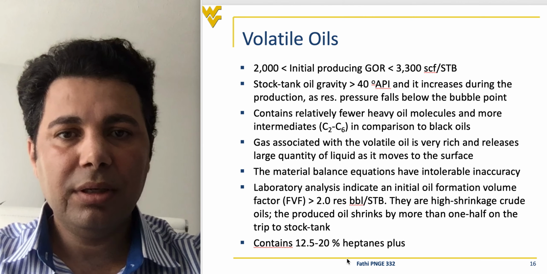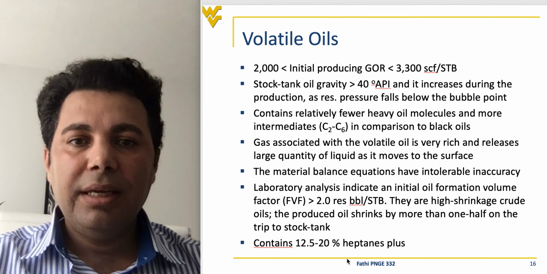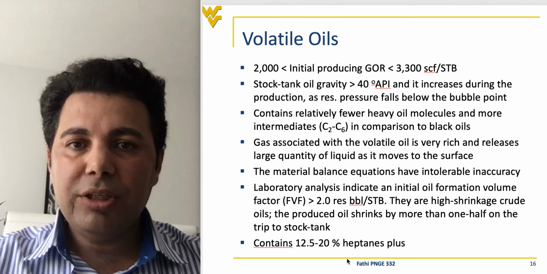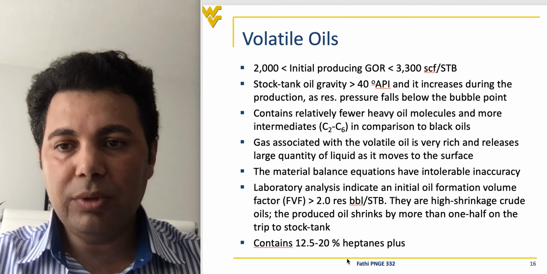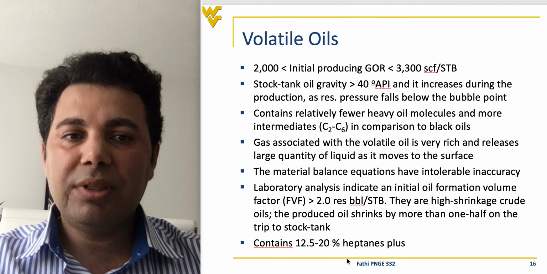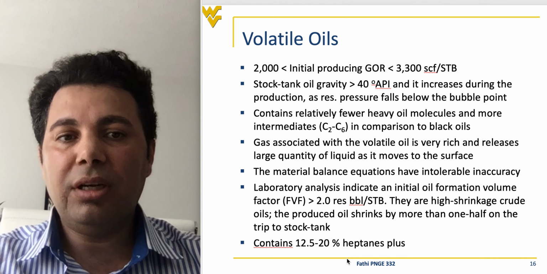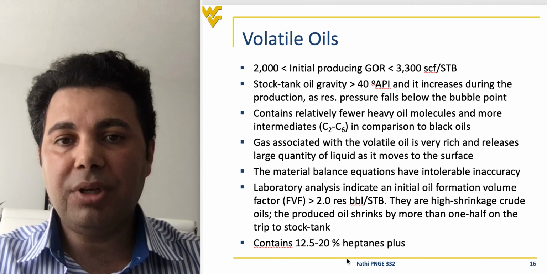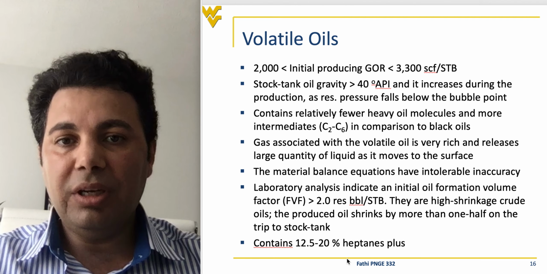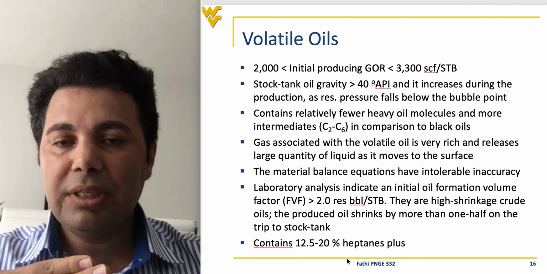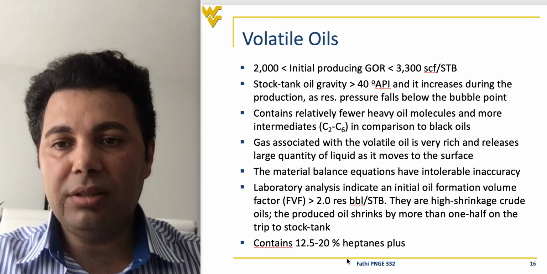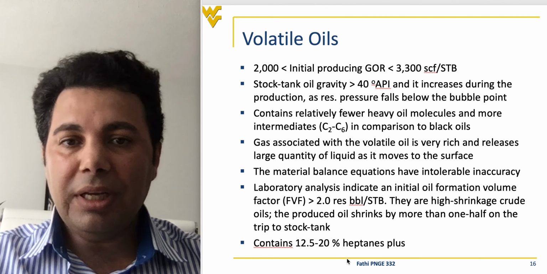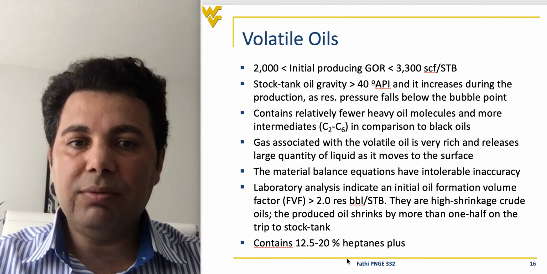Volatile oil characteristics. The initial producing gas oil ratio of the volatile oil is higher than the black oil reservoir. It's usually more than 2,000 and less than 3,300 standard cubic feet of gas per stock tank barrel of oil. So if the gas oil ratio is more than 2,000 and less than 3,300, then definitely I have the volatile oil. And I can also look at the stock tank oil gravity of the volatile oil.